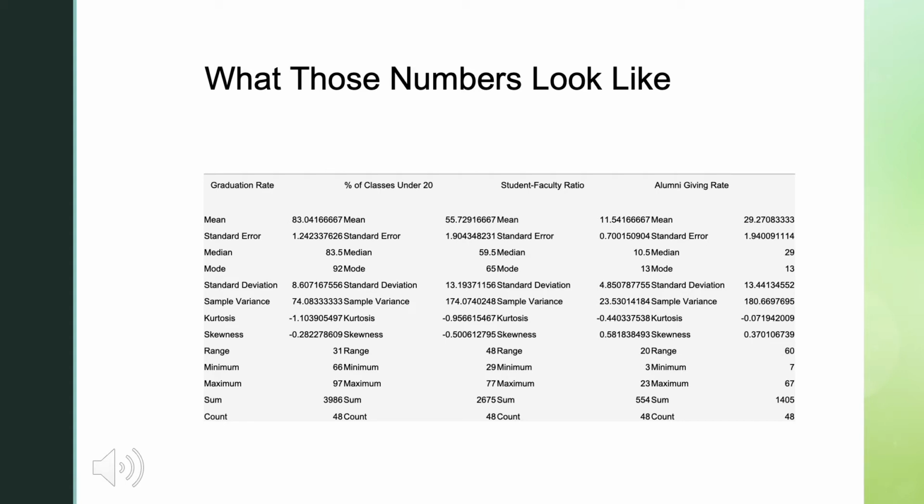Finally, we have our alumni giving rate. The range of this rate starts from a minimum of 7% to a maximum of 67% and has a median giving rate of 29%. The average giving rate is 29.27%, which again is very close to the median. There are no missing values present, and the giving rates are distributed with a standard deviation of 3.44.